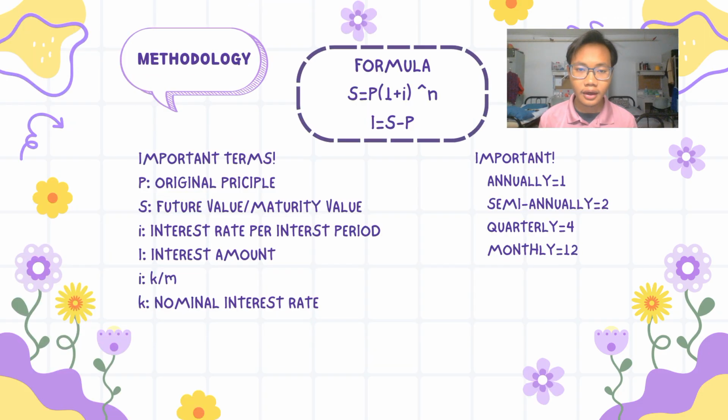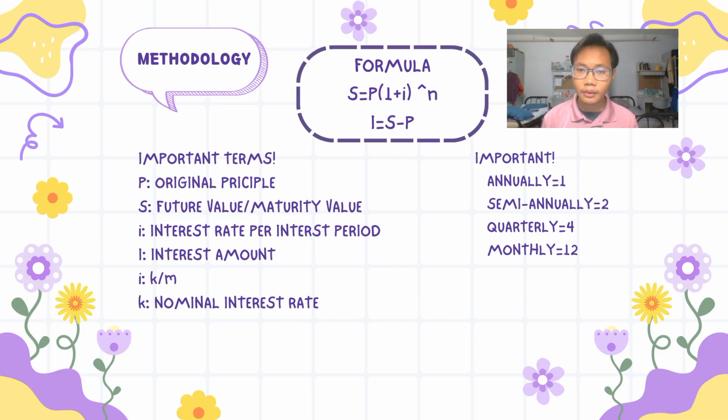Next, I want to show you guys the methodology of the compound interest. The formula of the compound interest is capital S equal to capital P bracket 1 plus i bracket power by n. Capital I equal to capital S minus capital P. Capital P is the original principal, capital S the future value or maturity value, i is the interest rate per interest period, capital I is the interest amount, i is k per m, k is the nominal interest rate.